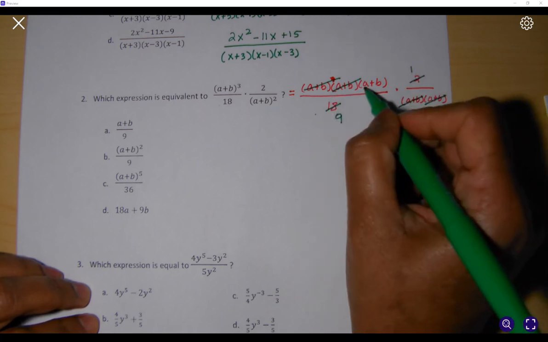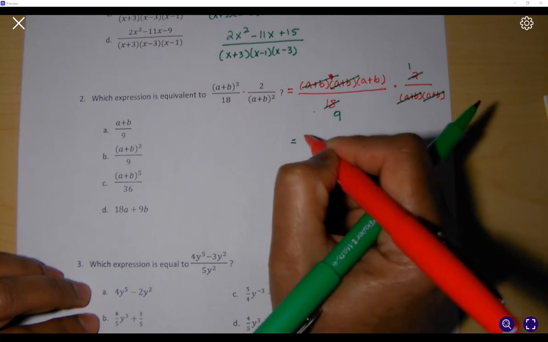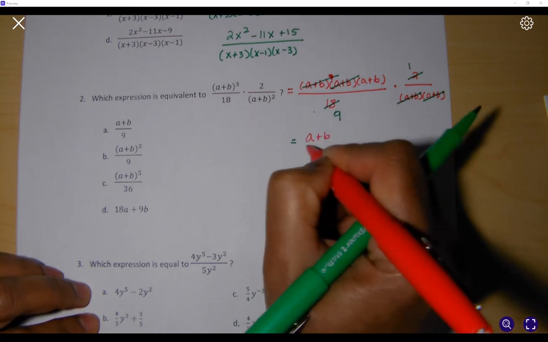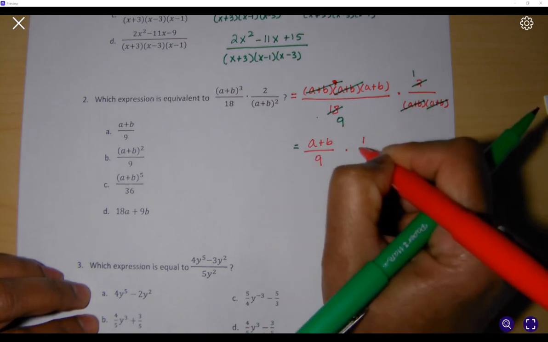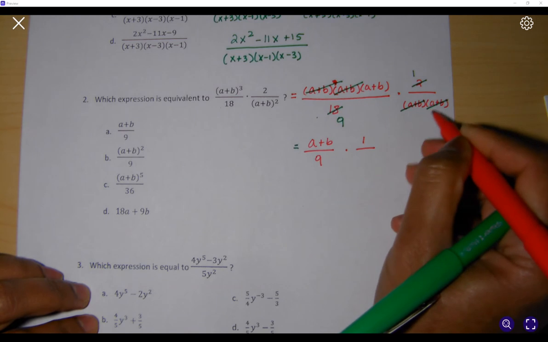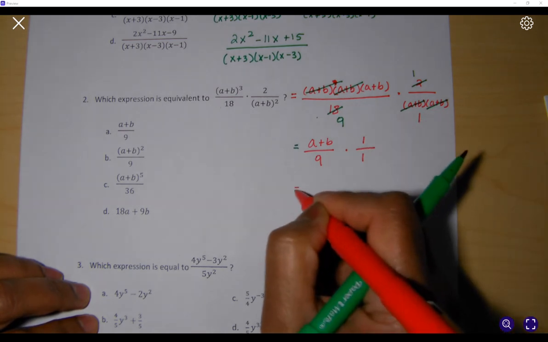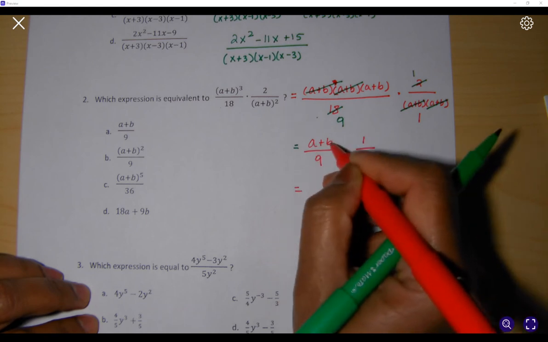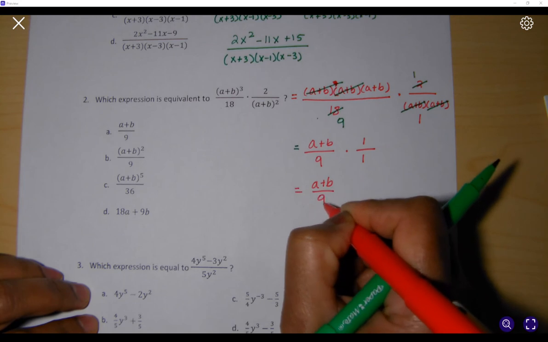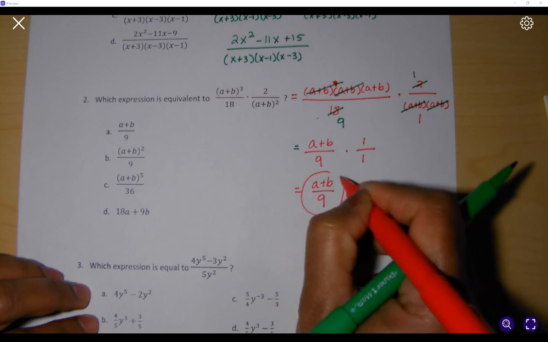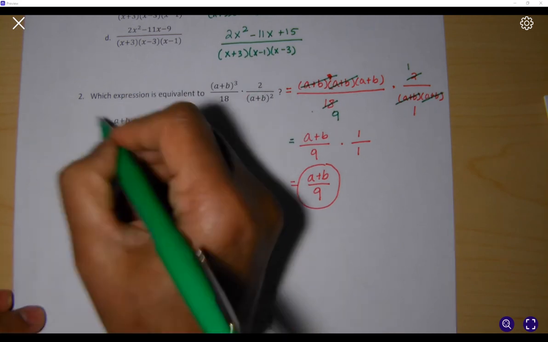So you have a plus b over 9 times 1 over, if everything gets cancelled out, which means that there's a 1 here as well, which is equal to just a plus b times 1, that's just a plus b, 9 times 1, that's just 9, and this is my final answer.